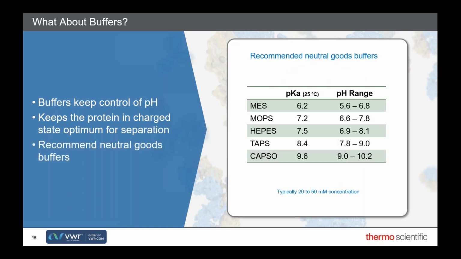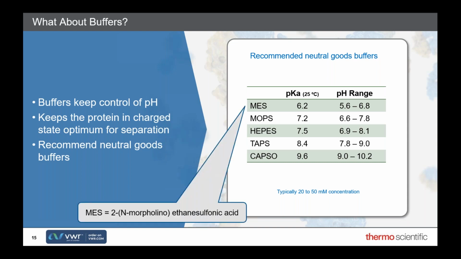So we recommend neutral Good's buffers, which can interact right to the column surface on cation or anion exchange resins, controlling the pH throughout the column. And there are a few examples on screen. The acronyms all refer to specific buffer types, and I've shown MES there on screen. If you're interested in learning what the full chemical names are for each of the buffer types, please do contact us for that information.